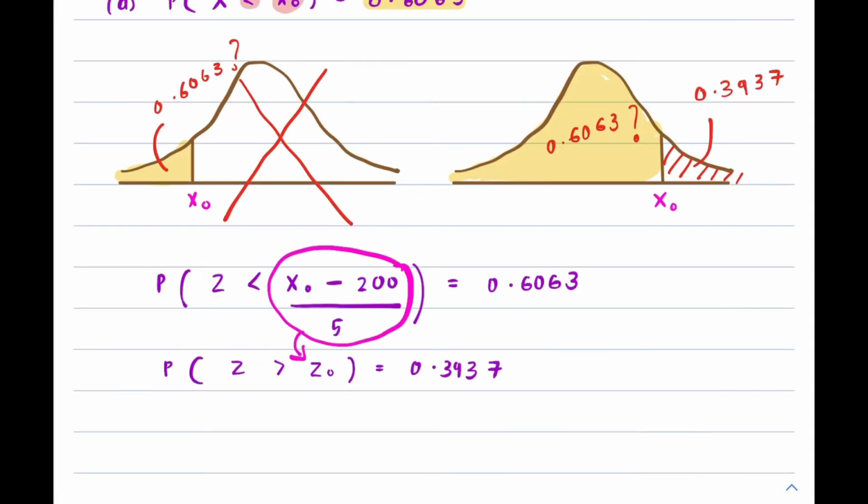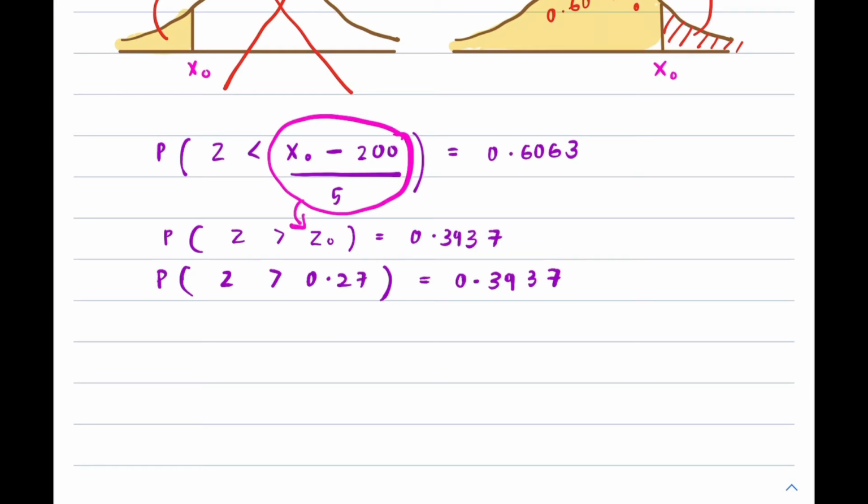So how can you write here? You will have the probability of Z is more than 0.27 is equal to 0.3937. So the question asks to find x0. So just substitute back into the formula. So you have x0 minus 200 over 5 is equal to 0.27. So to find your x0, 0.27 times 5 plus 200. The answer will be 201.35. Okay, and that is for question part A.